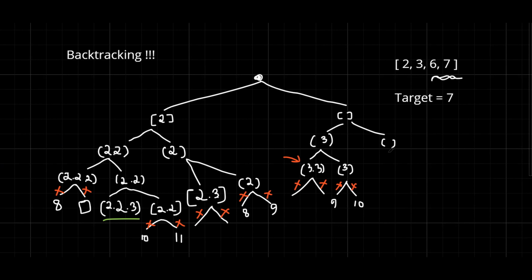If we include 6, our list will contain the value 6 here. And we have another choice. We can completely ignore the 6. So by doing so, our list will become empty again.